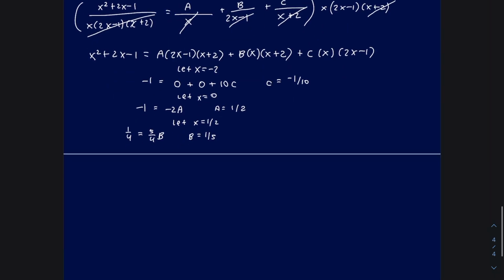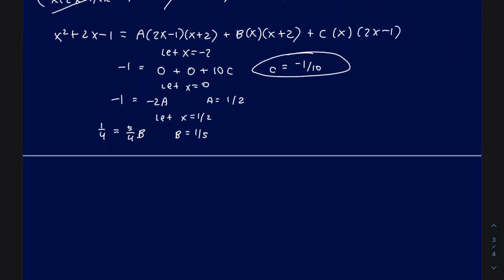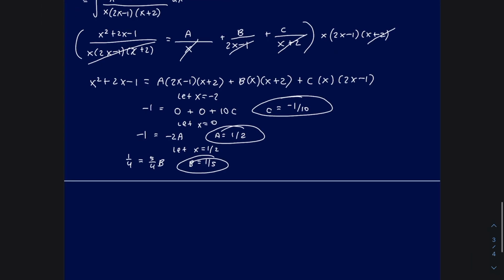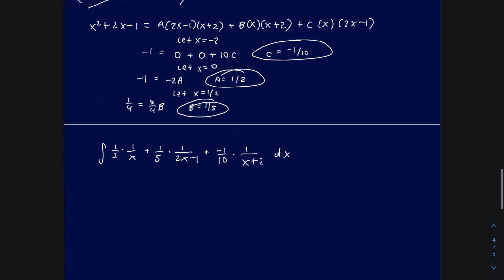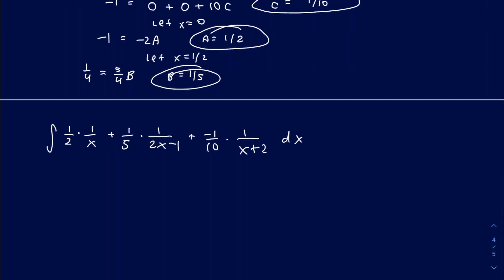So now that we have our c value, our a value, and our b value, we can basically rewrite our integral in this partial fraction form. So for a, we have 1/2 times 1 over x, plus b, so 1 over 5, times 1 over 2x minus 1, plus c, so -1 over 10, times 1 over x plus 2, with respect to x. So this is something that we can solve easily.